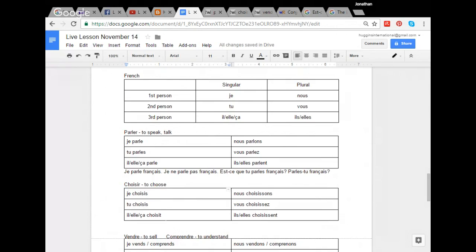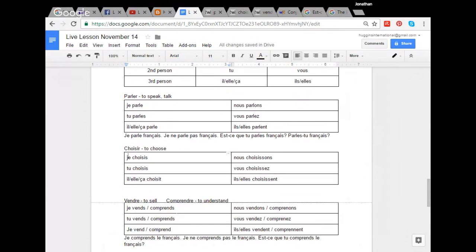And we have choisit with a T at the end for the il, elle, ça. The pronunciation is the same as choisis, choisis, but the spelling is different. And then for the nous and vous forms, we have the ONS form again and the EZ form, with this ISS ONS, ISS EZ form. And for the third person plural, we have this ISS ENT form. So that's typical of these IR endings: you have this ISS inserted, with ONS for the nous form and EZ for the vous form.